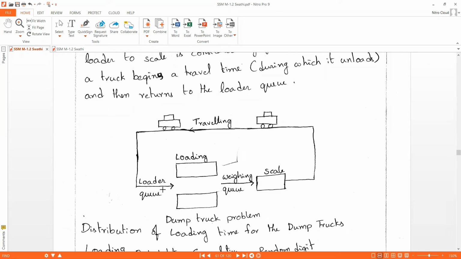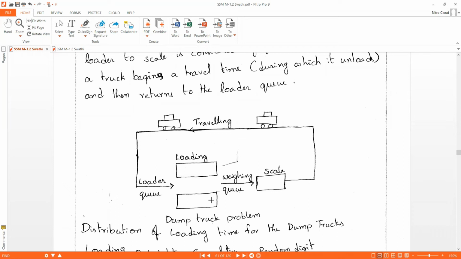The truck which comes for loading will be loaded by whichever loader is free. After loading, the trucks will be moved to the scale. The scale also has a weighing queue. The truck which comes for weighing needs to wait if the scale is busy. Here we have only one scale.